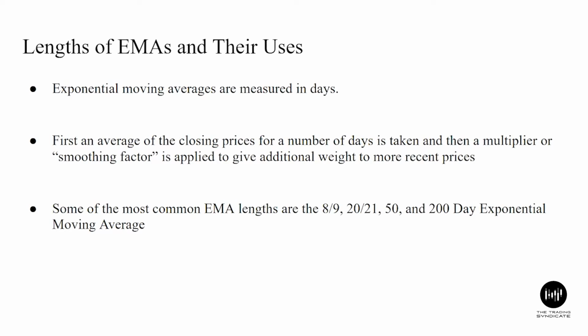In this video, we're going to take a look at some of the lengths of the EMAs and their uses. The exponential moving averages are measured in days. Some of the most common EMA lengths are 8-day, 9-day, 20, 21-day, 50-day, and 200-day exponential moving average. The way they are calculated is to first take the average of the amount of days closing prices and then apply a multiplier or smoothing factor in order to give the EMAs a more reactive response to the more recent day's price action.